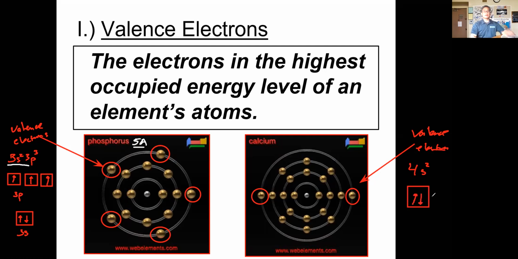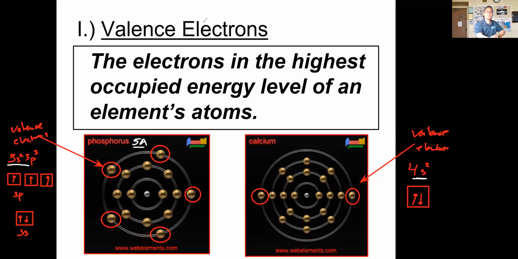Now, this is going to be really important when we start talking about the Lewis dot structure. When we write these, and we'll see this in just a moment, we have to identify the electrons that are paired and the electrons that are unpaired. So with calcium here, both of those electrons are paired in the 4s orbital.